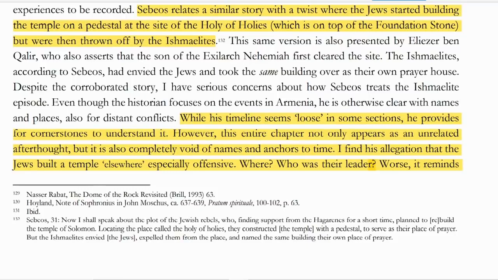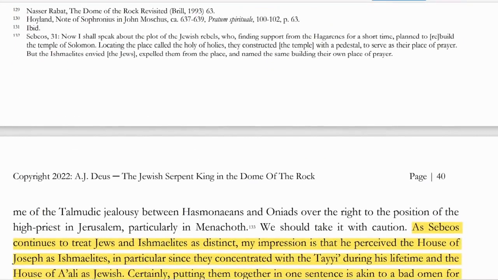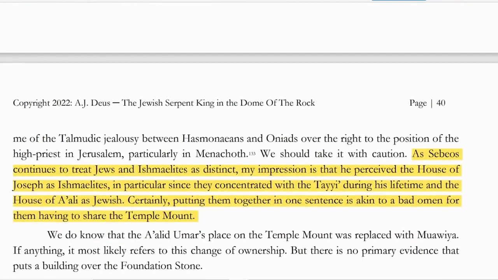However, his entire chapter not only appears as an unrelated afterthought, but it is also completely void of names and anchors to time. I find his allegation that the Jews built a temple elsewhere especially offensive. Where? Who was their leader? Worse, it reminds me of the Talmudic jealousy between Hasmoneans and Oniads over the right to the position of the high priest in Jerusalem, particularly in Menachot. We should take it with caution.